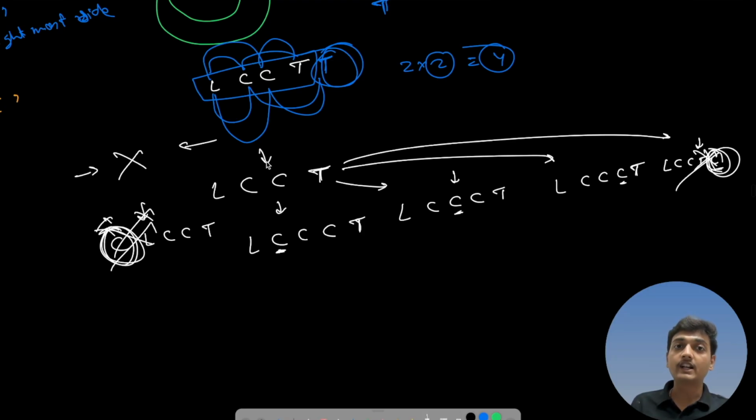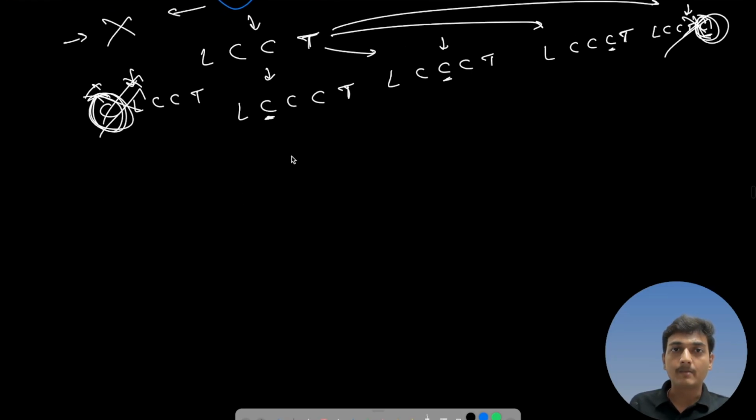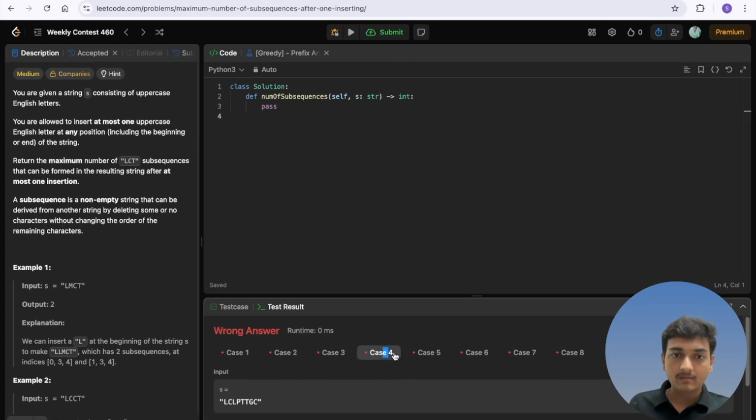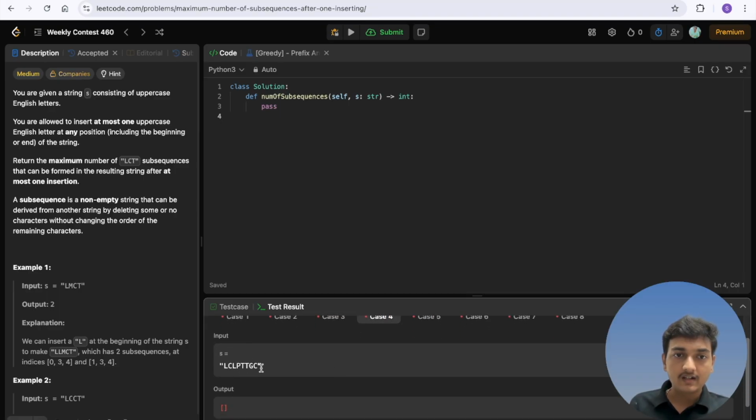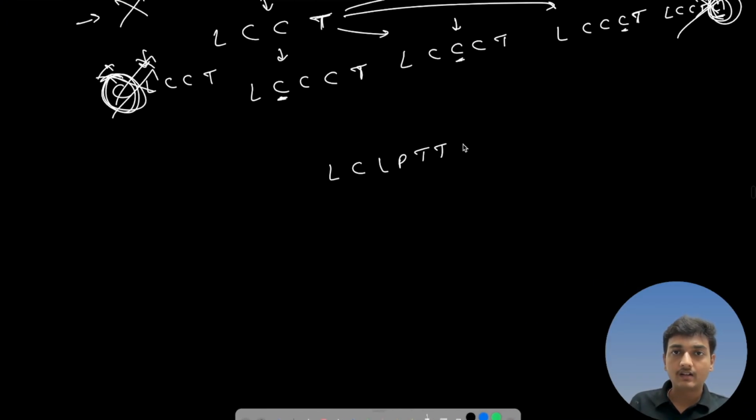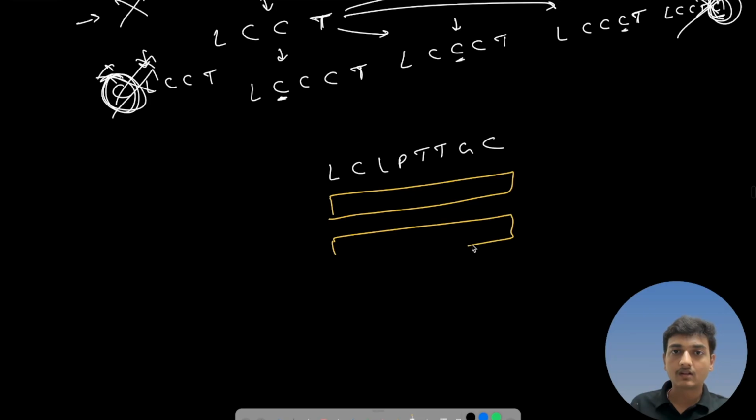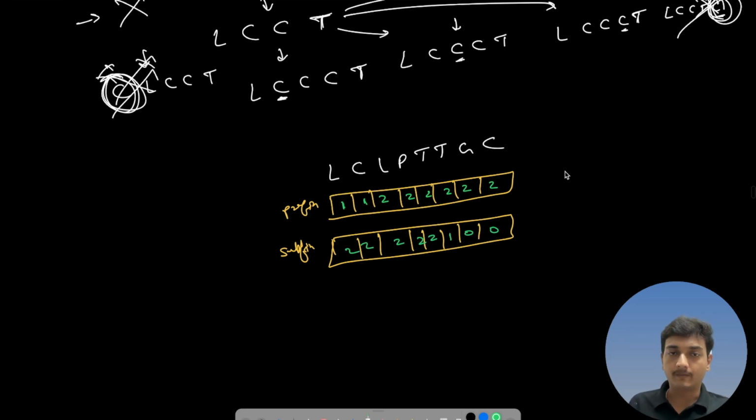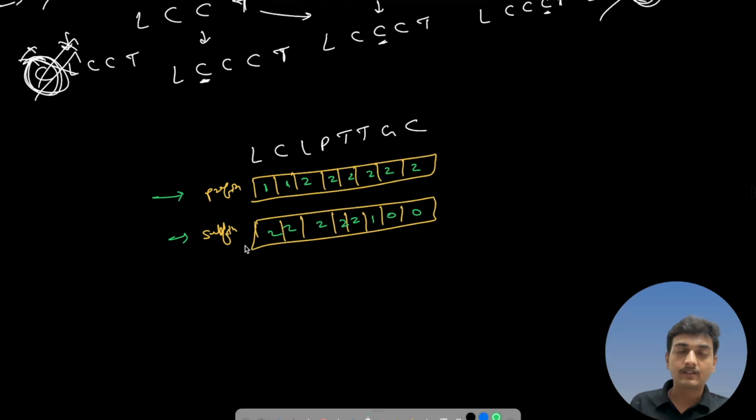For that, let's bring one test case, then I think we'll be able to understand properly. LCLPTTGC. Let me quickly draw a prefix and suffix array for this. This is prefix, this is suffix. 1 2 3 4 5 6 7, 2 3 4 5 6 7. Let me fill it in quickly. 1L, 1L, 2L, 2L, 2L, 2L, 2L, 2L, 0T, 0T, 1T, 2T, 2T, 2T, 2T, 2T. Now I have filled this prefix and suffix array.